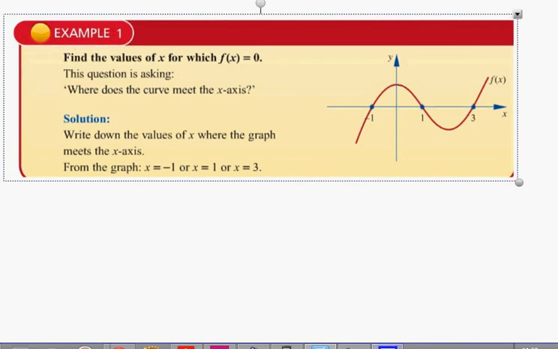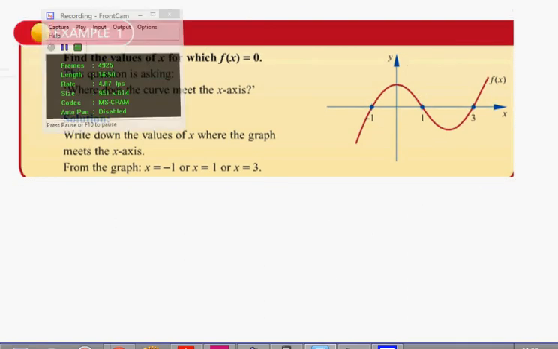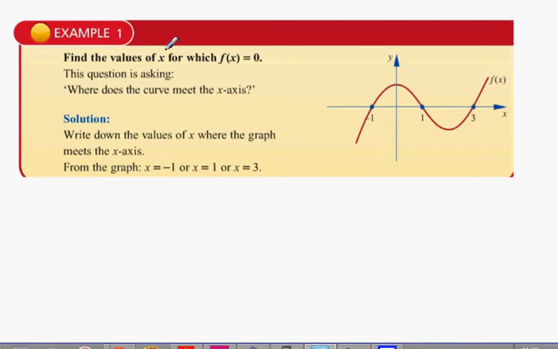I'm going to show you some tricks here. Find the values for which f of x equals 0. Well, what we can say here is that f of x represents the y value of the curve. You have to find the y value of the curve when it hits 0. When it hits 0, it means it's on the x-axis. So here, x equals minus 1, x equals 1, and x equals 3.